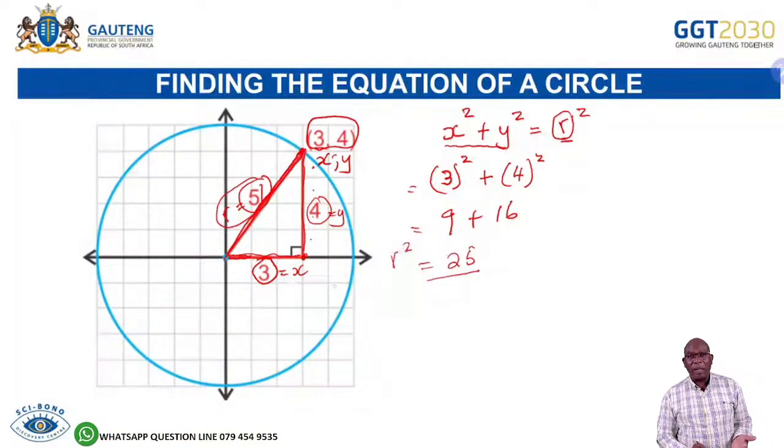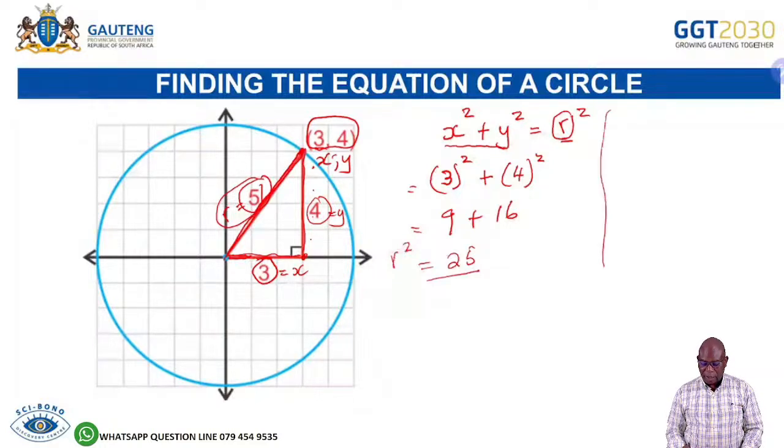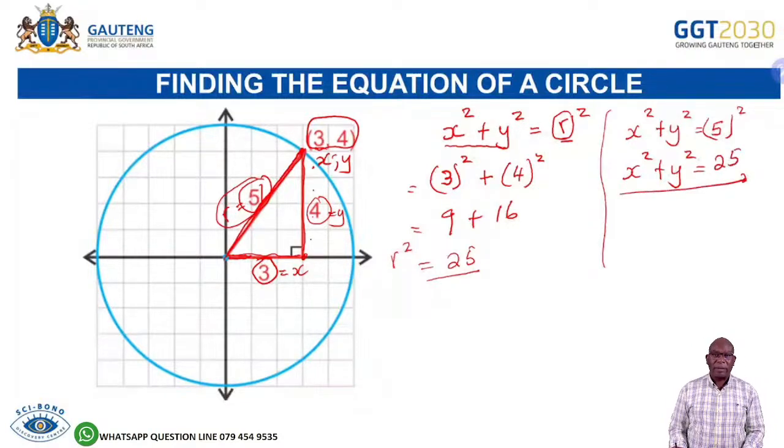So if I'm given the radius, I can get the equation of the circle. If I'm given a point, I can get the equation of the circle. In this case, I should have done x squared plus y squared equals r squared, and r is 5. So it will be x squared plus y squared equals 25, and that will be the equation of the circle.